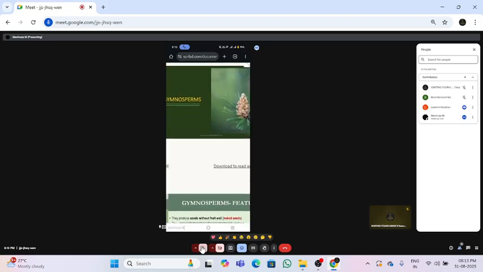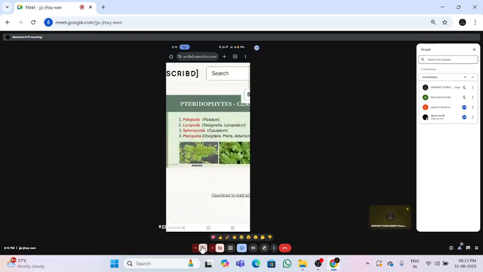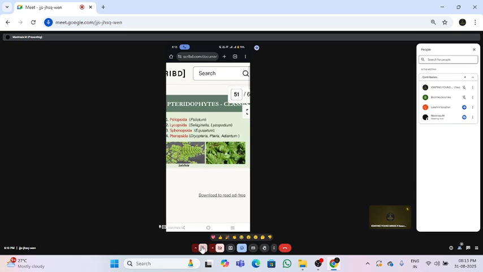Can you give me a few questions? I'll ask, and you answer me. Adiantum belongs to which class? Pteridophyta. Last week, what was it? Adiantum belongs to Pterophyta.